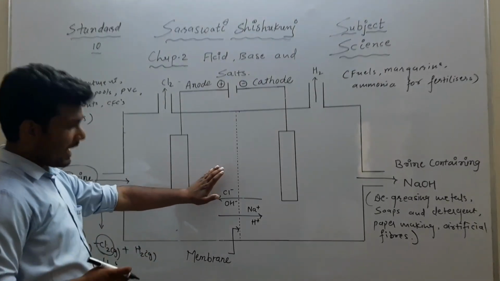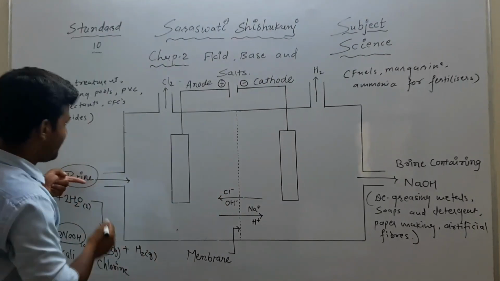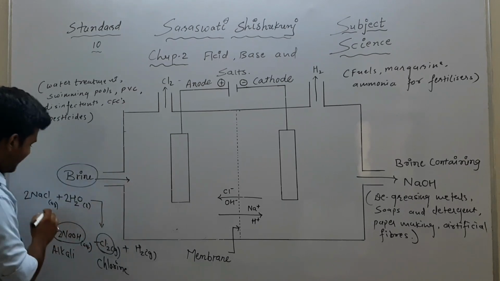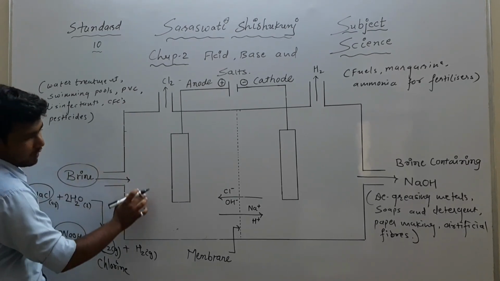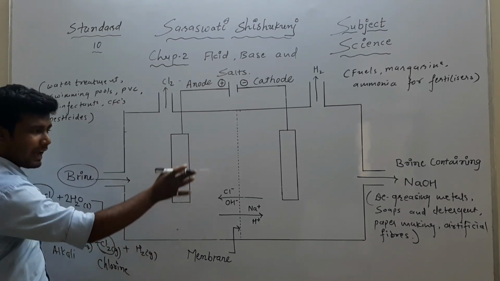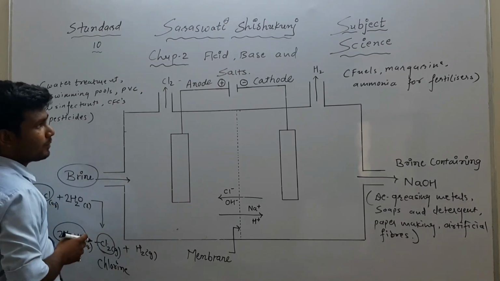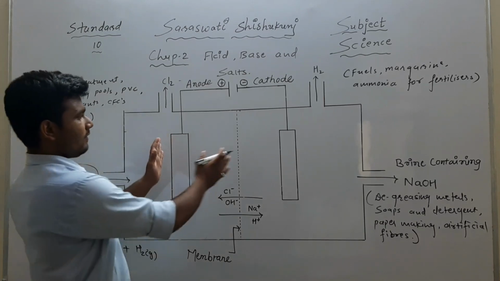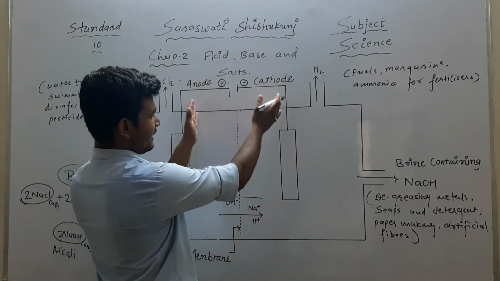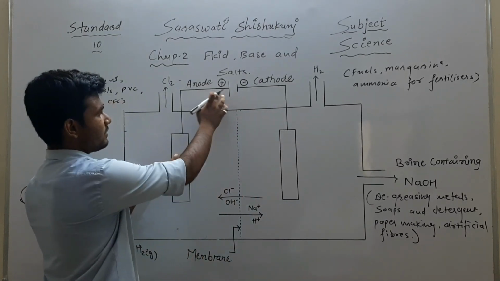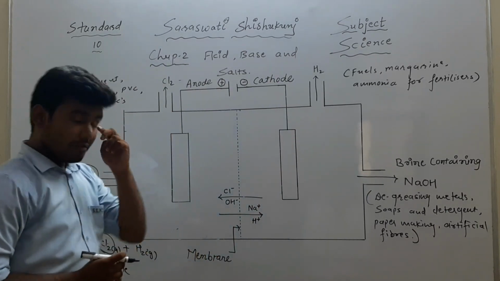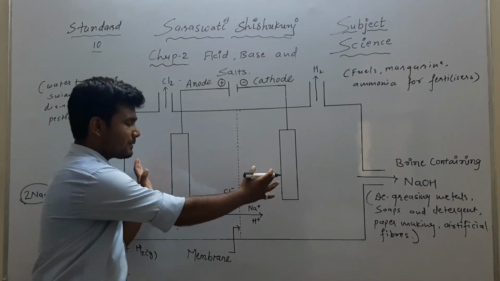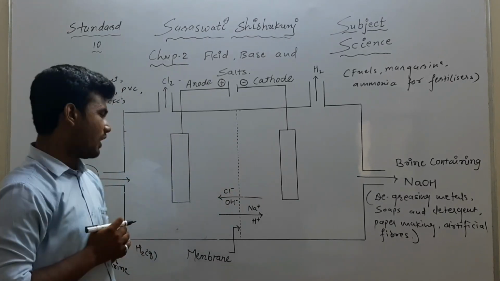Here you can see that we have taken brine from this side. Brine means, as we have studied, that the saturated aqueous solution of NaCl is there, and water is also present there. Now, here you can see that the electric cell is arranged. Positive charge anode and negative charge cathode. When electric current is passed through the solution, what will happen?